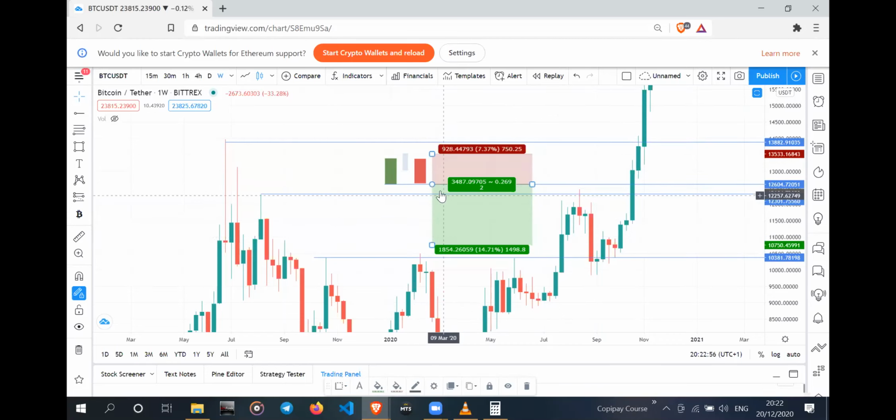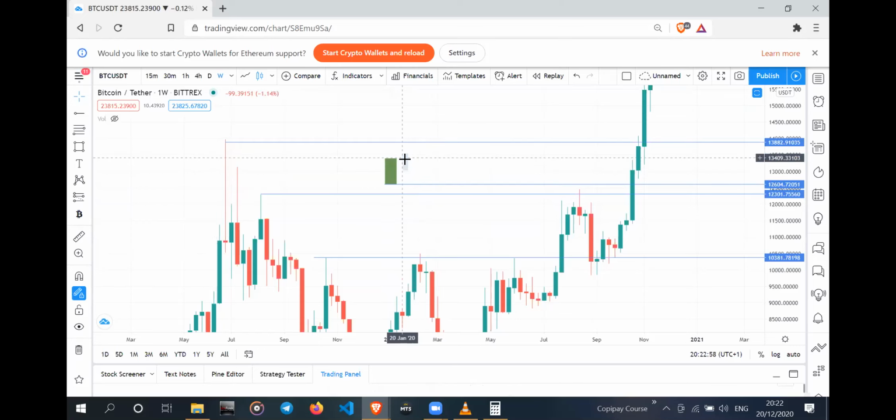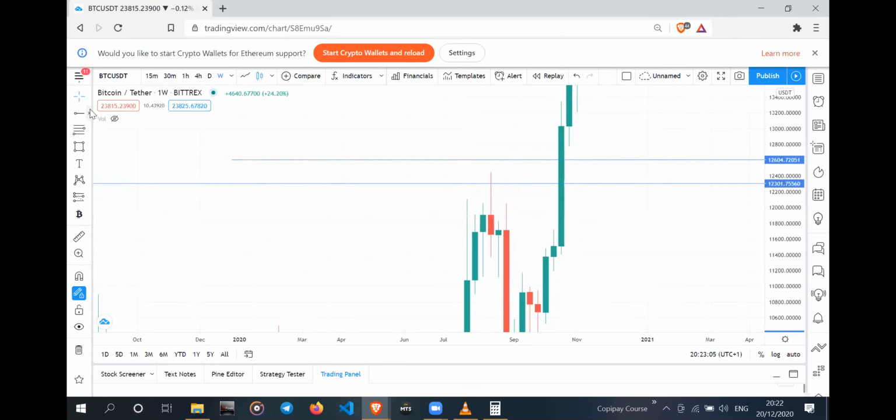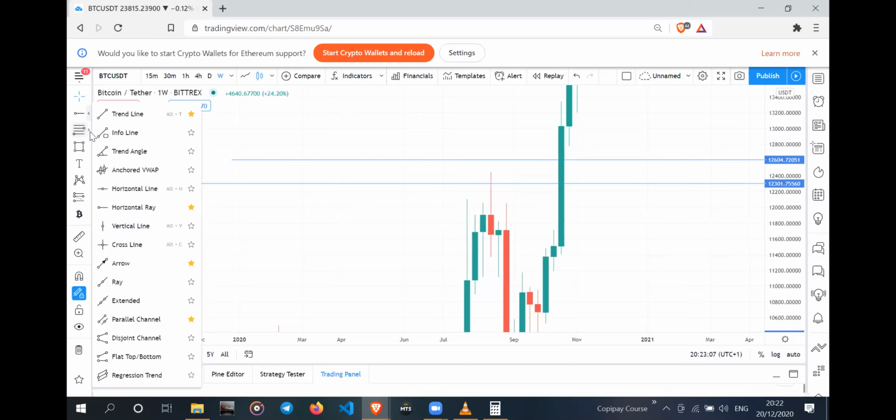So now let's see how that applies over here. We're looking at this as our evening star pattern, rather. This over here.